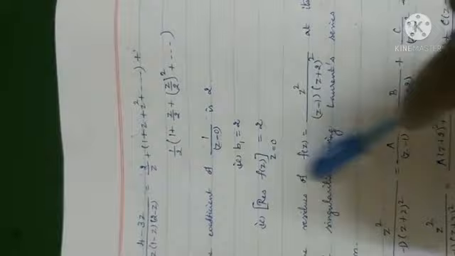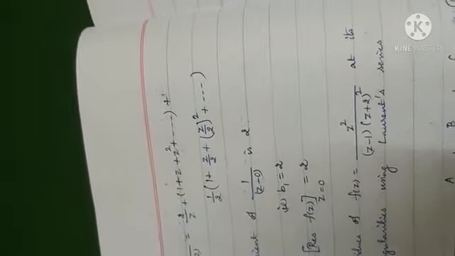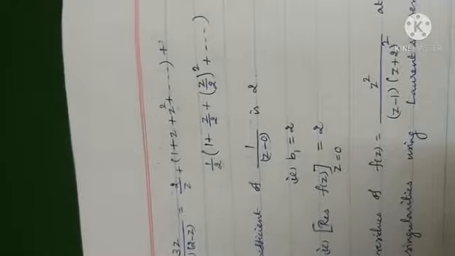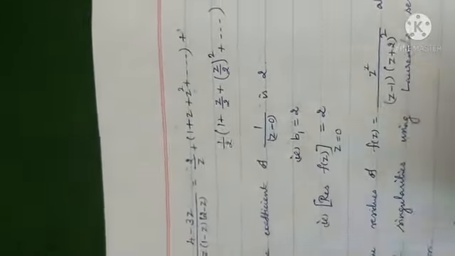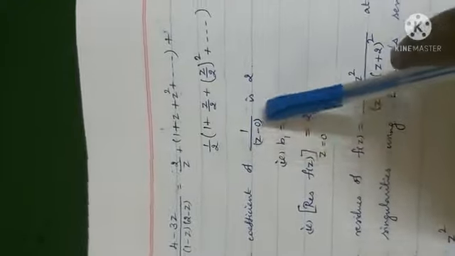Now comes the new step. Listen here. This is the Laurent series. So how can we get the residue from this series? It is very easy, okay? Very easy. See, what is the coefficient of 1 by z minus 0.